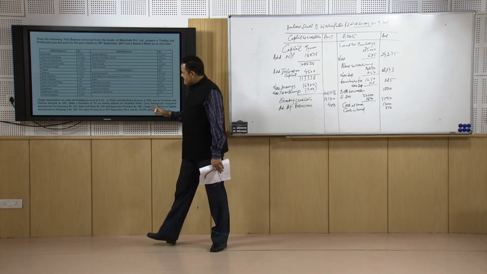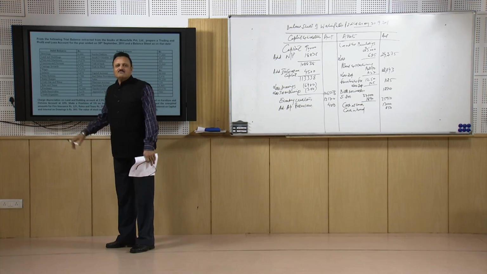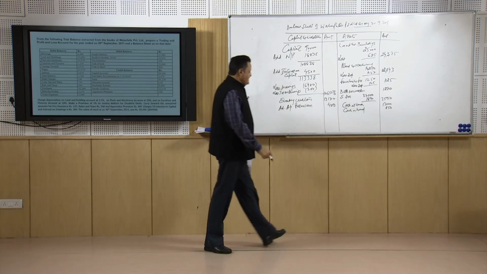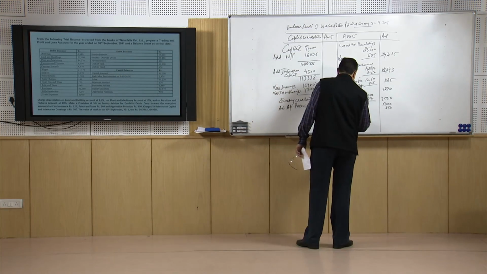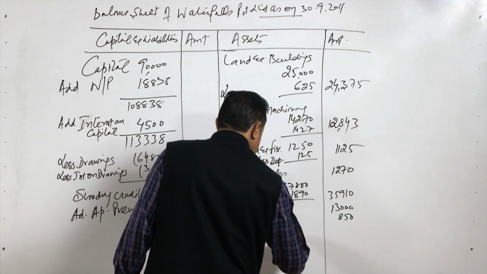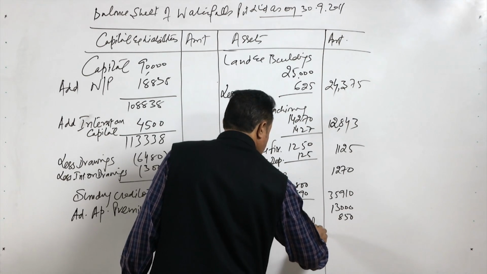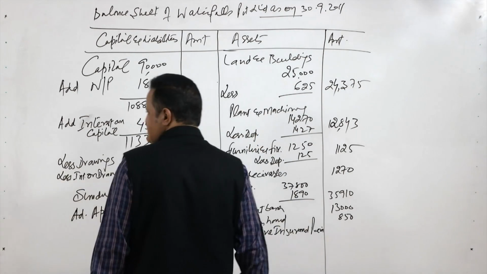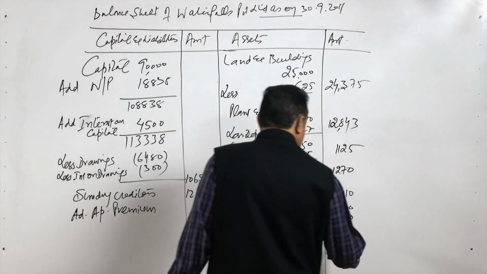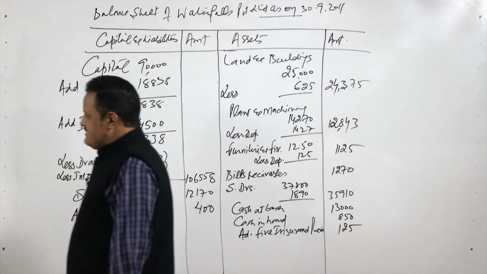And now the second effect of this particular part will be in the balance sheet, where it will be shown as an asset. So it is advance fire insurance, you can write premium also because we pay the premium. Fire insurance premium paid in advance is 125, so this is the asset to the extent of 125.